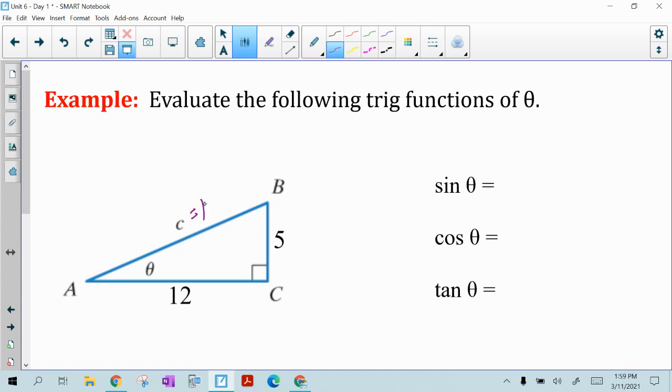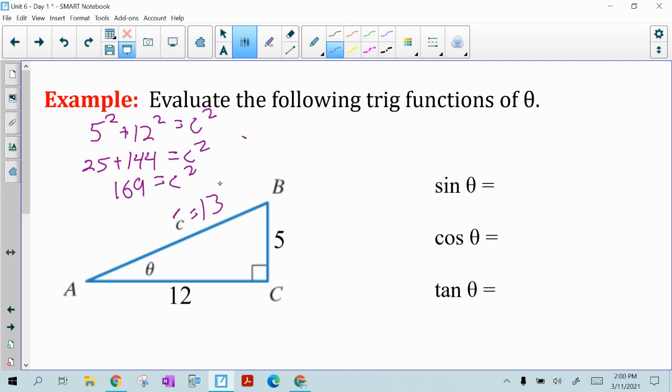I will tell you my answer is 13, but if you don't recognize that, you're going to have to say 5 squared plus 12 squared is going to get me c squared. And so I end up with 25 plus 144 is c squared, and that's going to get me 169, and the square root of 169 does give me 13. Okay, not hard to do, but it'll come in handy to have that memorized. Again, ask me about it in class on Tuesday.